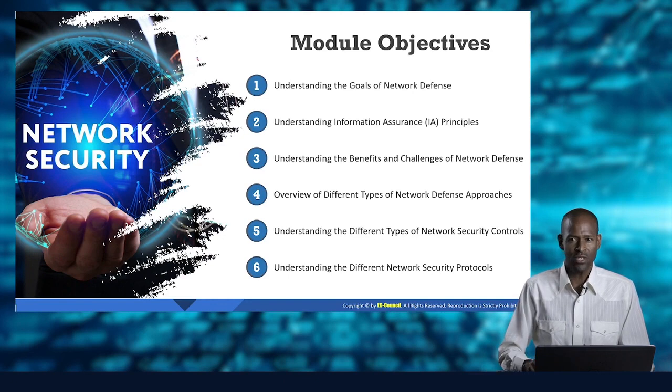Number 1 is to understand network defense. Number 2 is to understand information assurance principles. Number 3 is to understand the benefits and challenges of network defense. Number 4, we're going to look at an overview of the different types of network defense approaches. Number 5, we're going to understand the different types of security controls. And number 6 is we're going to look at network security protocols.